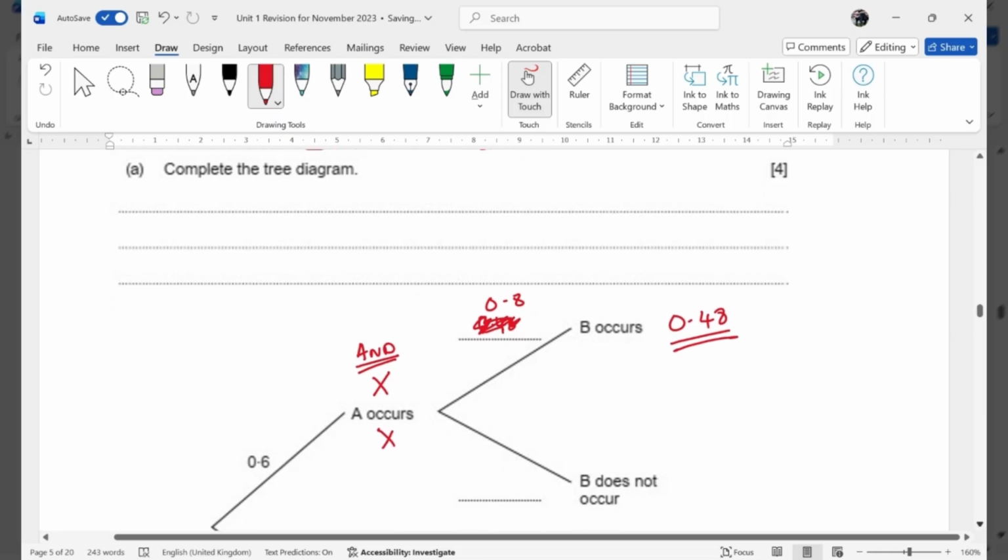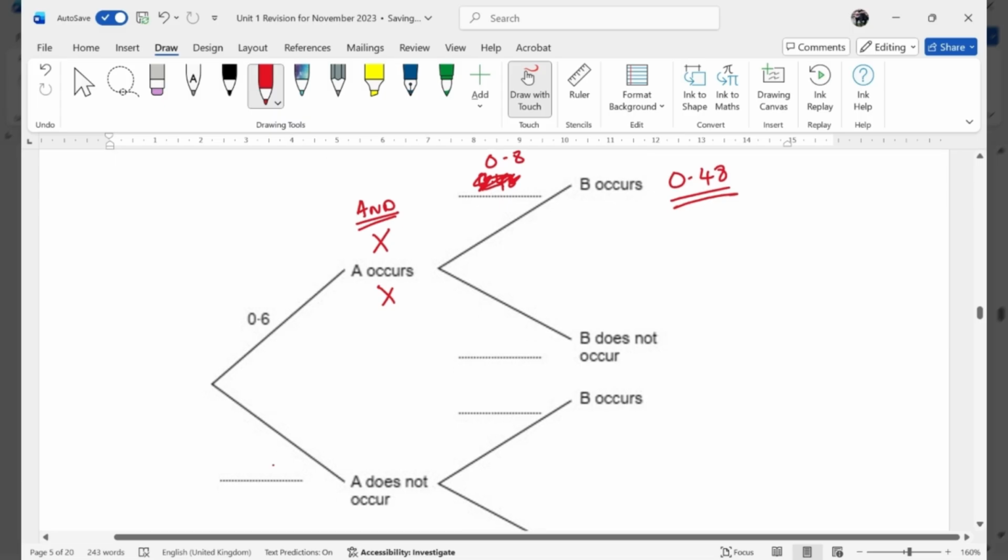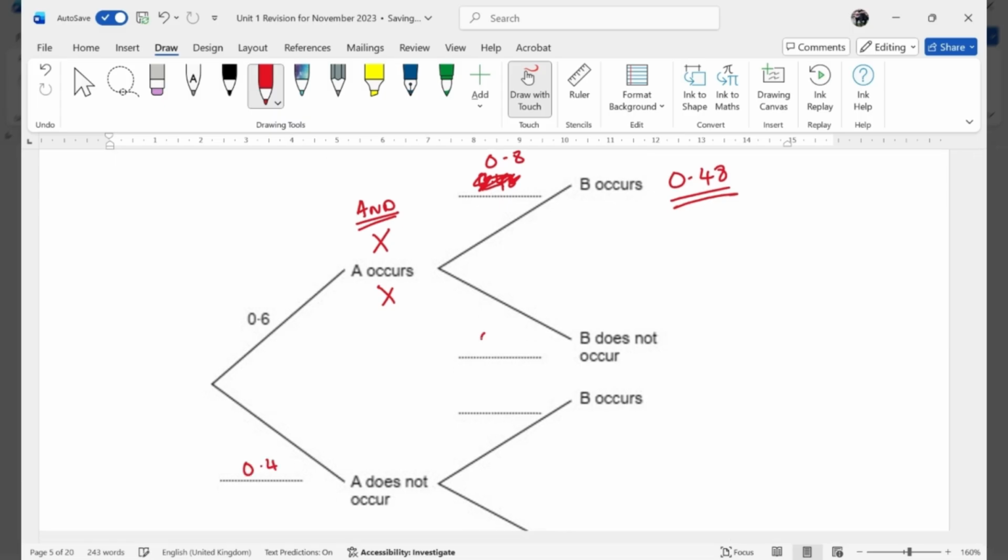So be careful. They may tell you an answer. They may tell you, right, when you multiply these, you get that. So this will be 0.4. And this will be 0.2. And because the right-hand side is the B occurring, you copy the top branch down onto the bottom branch.